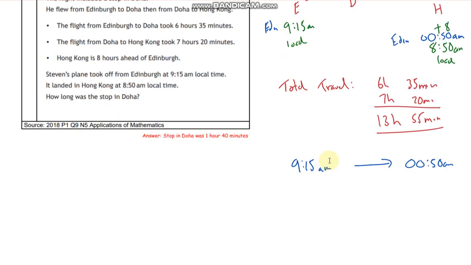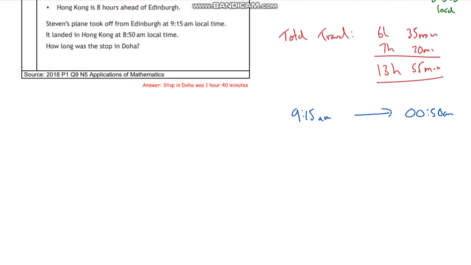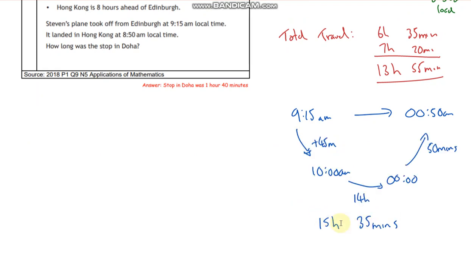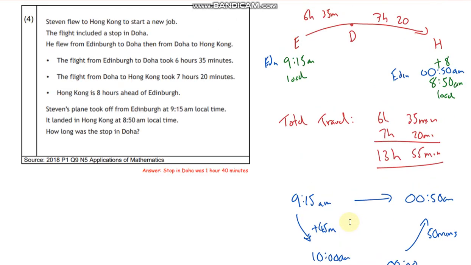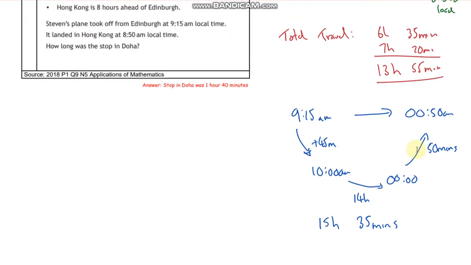So let's try and add that. I'll pause this and rush ahead just because the time's running out. Okay, so according to me, it should have been 15 hours and 35 minutes he was flying for. The travel time was only 13:55. So the difference in those two times will then be how long he was stopped for.